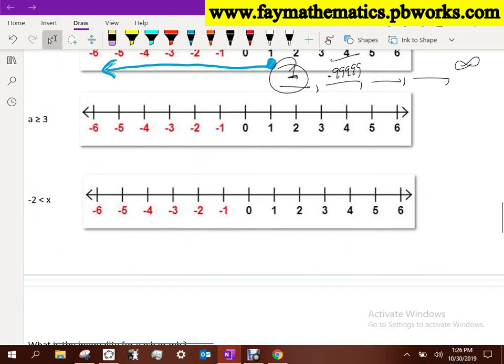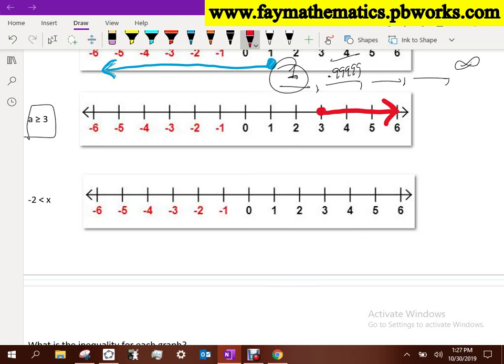Okay. Let's do this one. A is greater than or equal to 3. So where do I start? Right here. Start on 3. Is it open or closed dot? Closed dot. I'm going to just do this so if you wanted to draw on your graph. And now, which direction do I draw my arrow? To the right. That's all I've got to do.